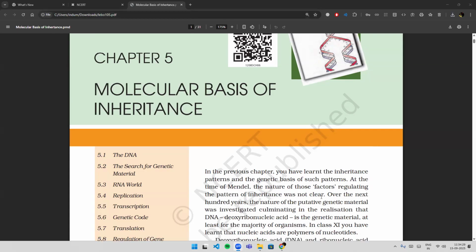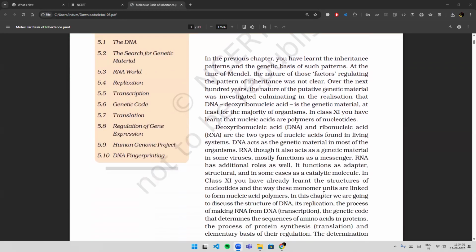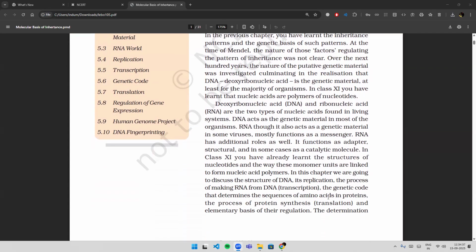In the previous chapter, you have learned the inheritance patterns and the genetic basis of such patterns. At the time of Mendel, the nature of those factors regulating the pattern of inheritance was not clear. Over the next 100 years, the nature of the putative genetic material was investigated, culminating in the realization that DNA, deoxyribonucleic acid, is the genetic material, at least for the majority of organisms.